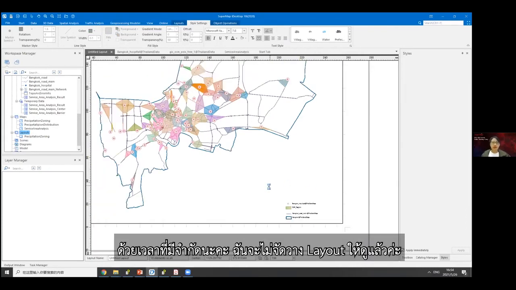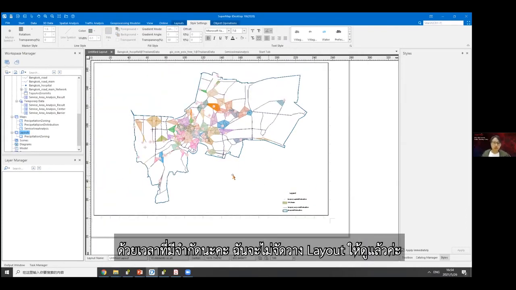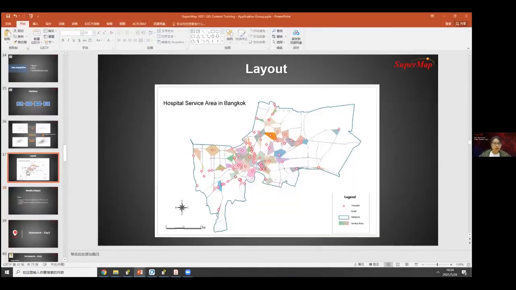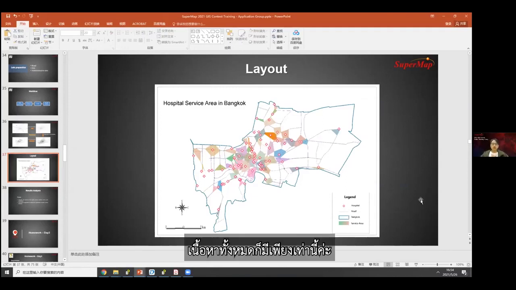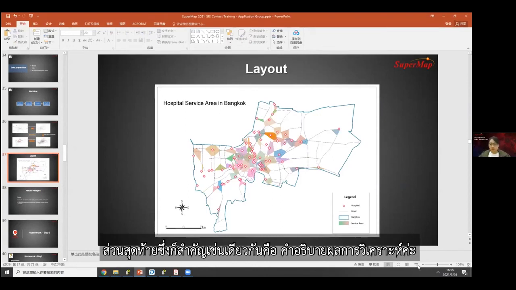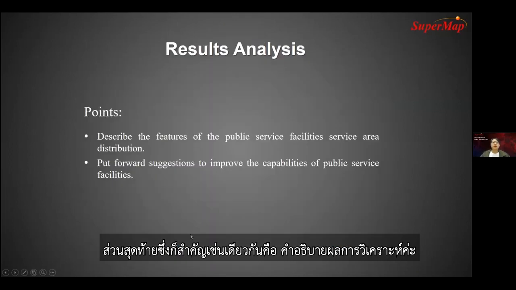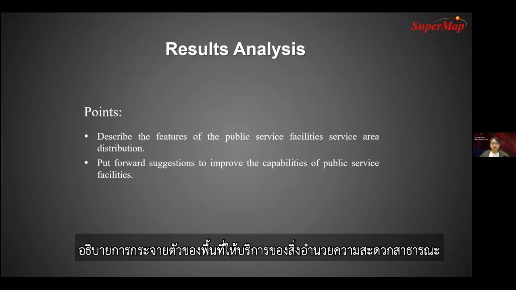For the time limits, I wouldn't show all these layout operations. Here, I just show you the result. When we finish it, the result would be like this. And then, so that's all work for today. So the next, which also is most important, is to analyze your results. So you may describe the features of the public service facilities service error distribution.